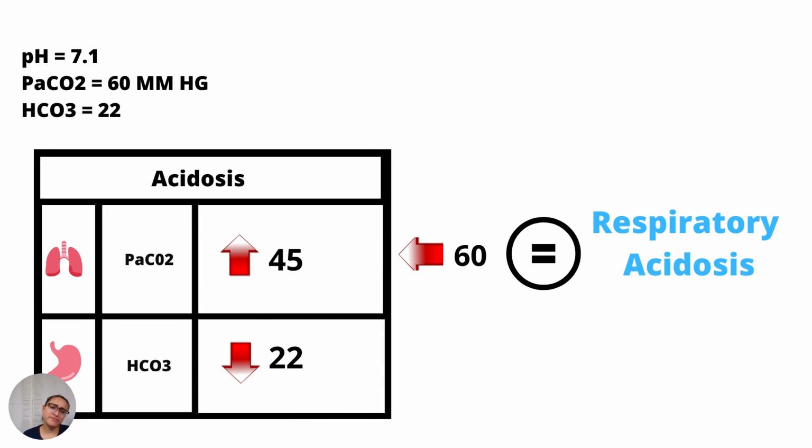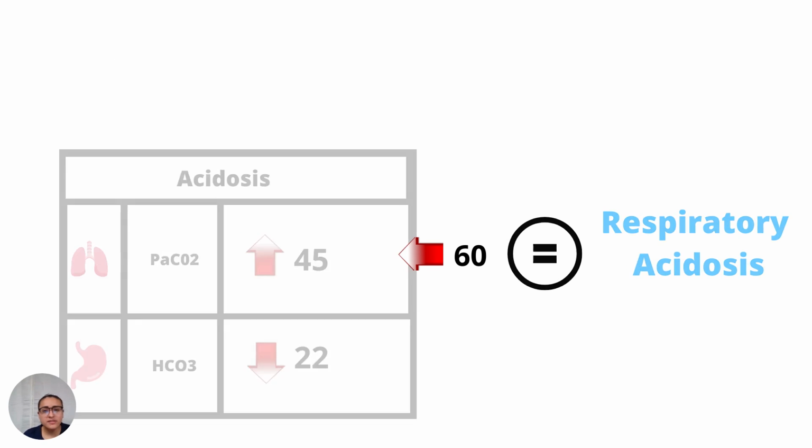Let's go with another one. The other exercise says your pH is 7.1. So we're talking about an acidosis, which is lower than the normal value for pH. And it says that our PaCO2 is 60 and HCO3 is 22. So we see that the PaCO2 is higher than 45, so we have a respiratory acidosis. And as the HCO3 is 22, it's not under the level.